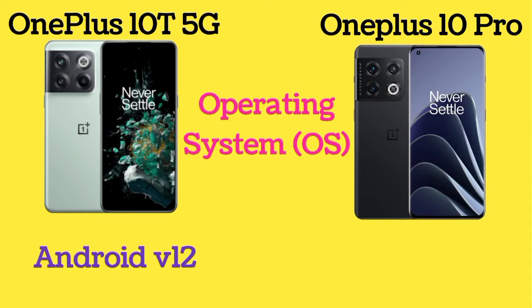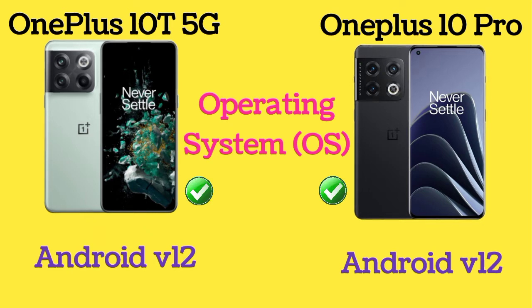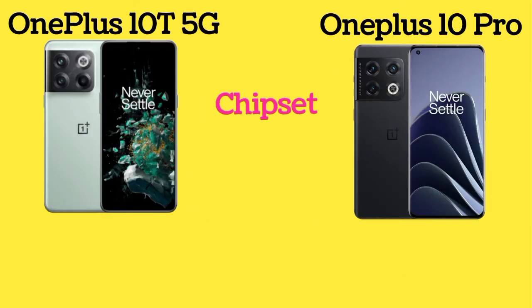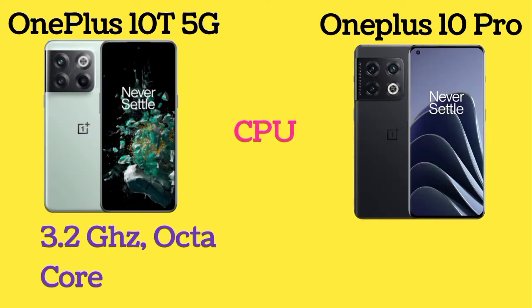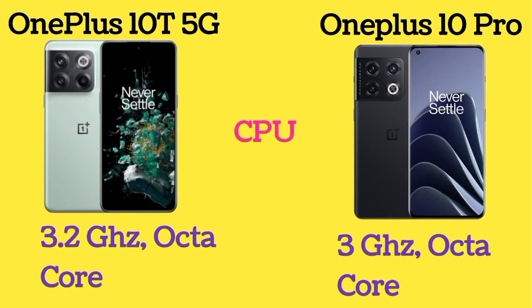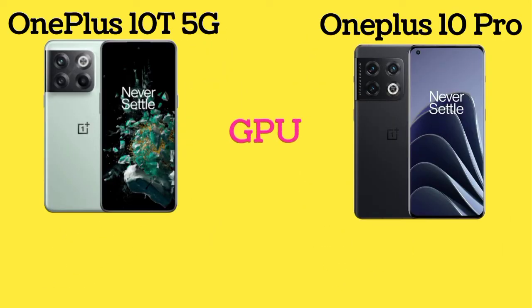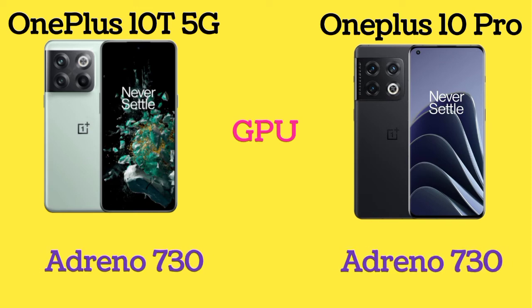The operating system of both OnePlus 10T and OnePlus 10 Pro is Android version 12. OnePlus 10T has Snapdragon 8 Plus Gen 1 chipset and OnePlus 10 Pro has Snapdragon 8 Gen 1 chipset. Here is the CPU process of OnePlus 10T and OnePlus 10 Pro. OnePlus 10T and OnePlus 10 Pro both phones have same Adreno 730 GPU.